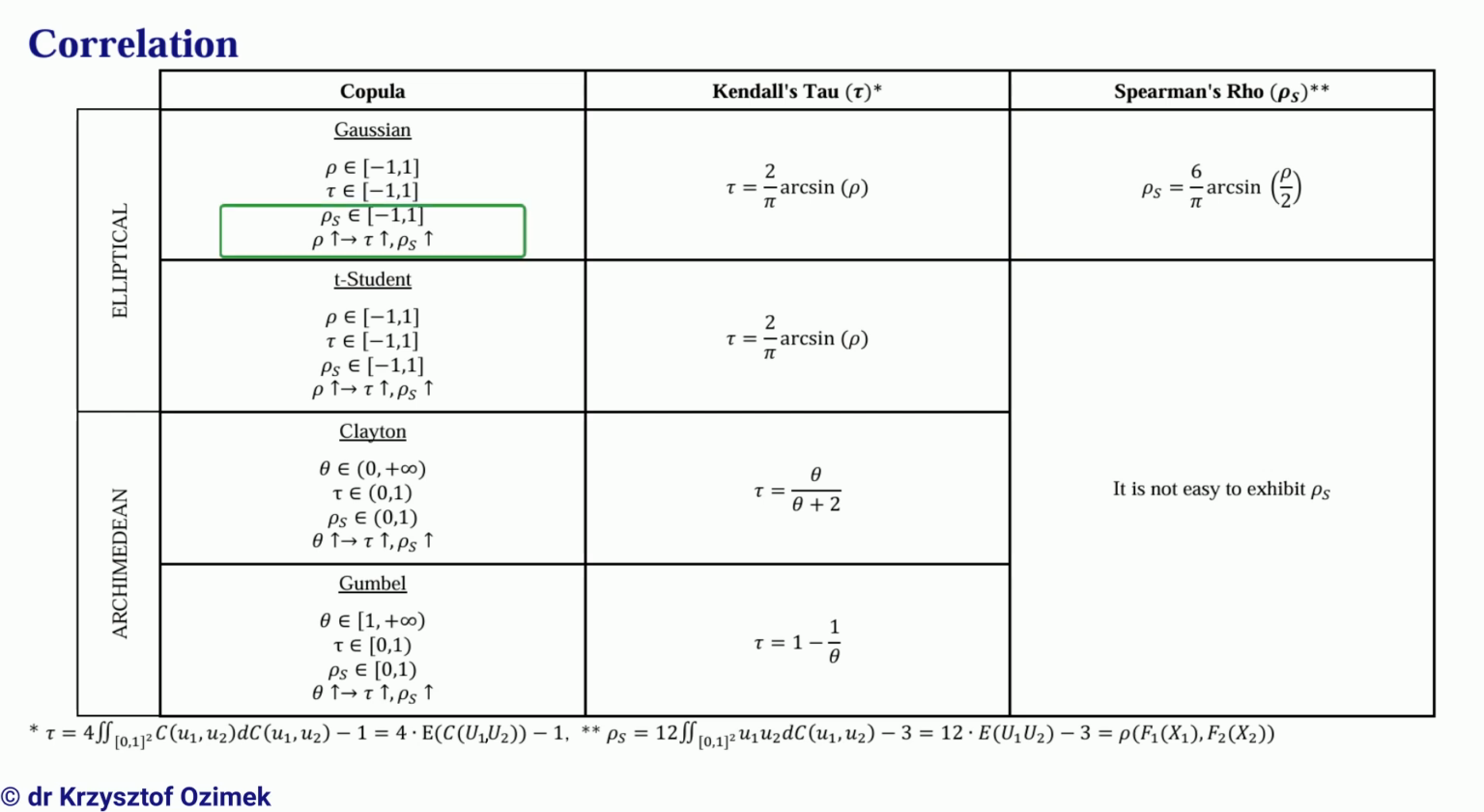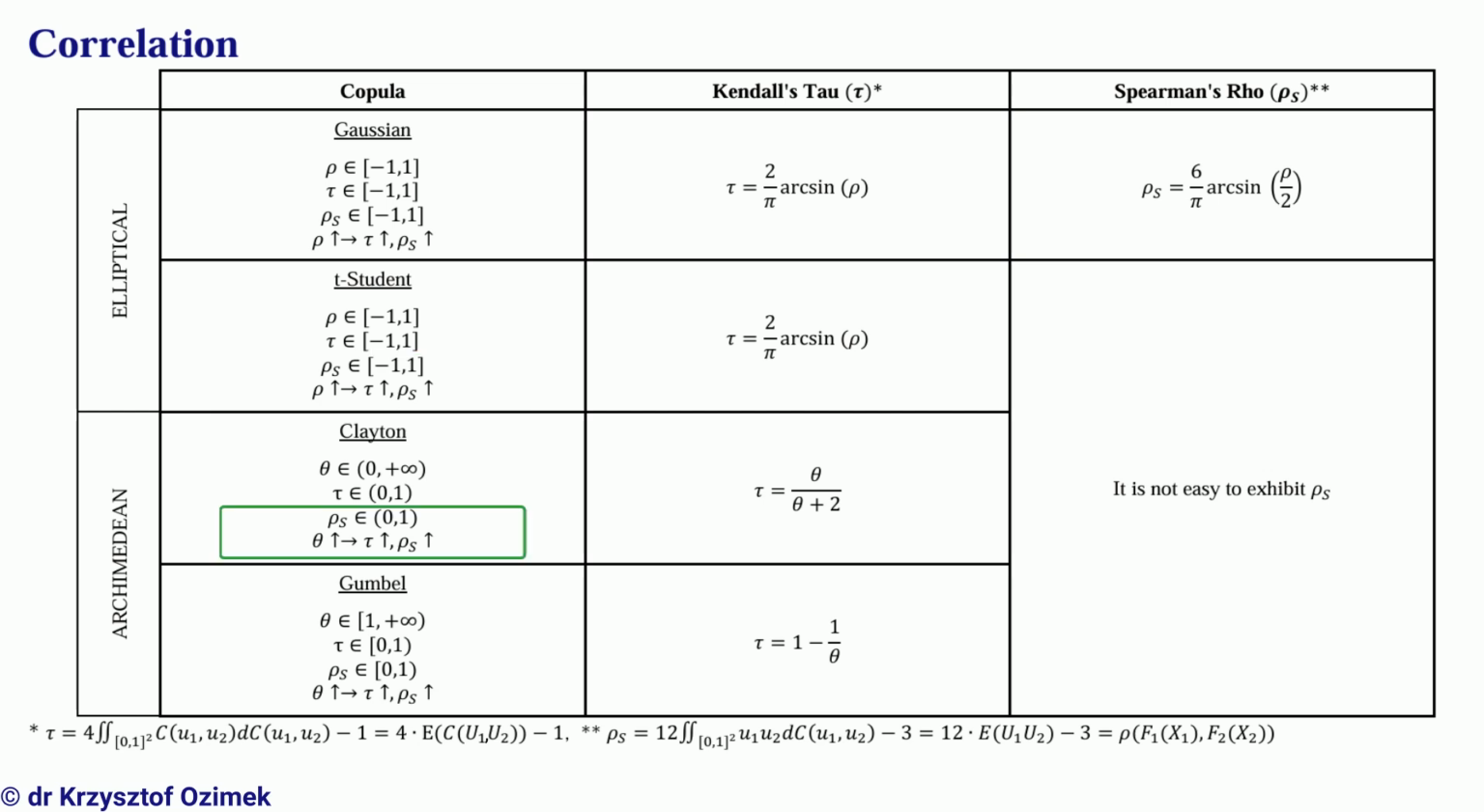One can say that in the case of the Gaussian copula, if rho, the characteristic parameter of the bivariate Gaussian copula, increases, then Kendall's tau and Spearman's rho also increase. A similar relationship holds for the Student's t copula. As rho in the bivariate t copula increases, Kendall's tau and Spearman's rho also increase.